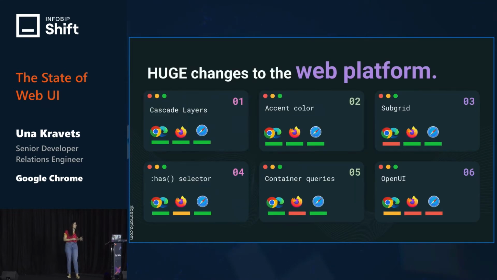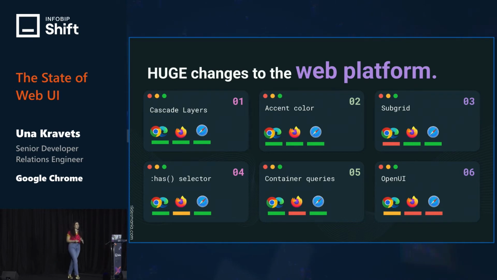When I was preparing for this, there was just so much to cover that I couldn't possibly cover everything. Today I'm going to go over just a few things that have the biggest support across browsers or the most impact. There are things missing from this list, like scroll-linked animations, which I won't have time to talk about, Houdini, and other things.